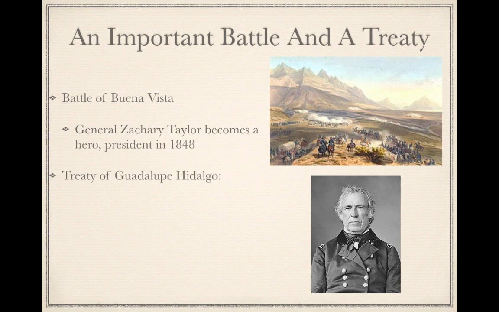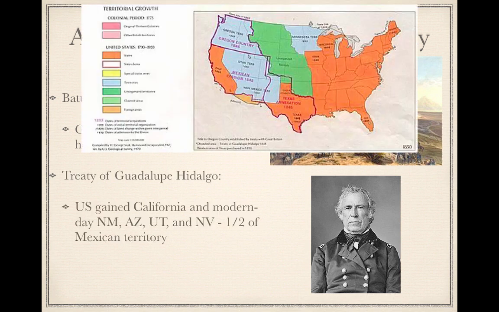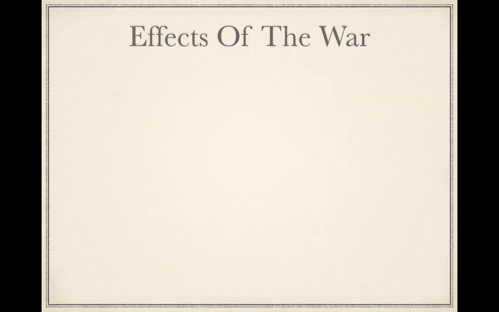The Treaty of Guadalupe Hidalgo ends the Mexican-American War, and the U.S. gained California and modern-day New Mexico, Arizona, Utah, and Nevada, which makes up half of the Mexican territory. So all this area up here is what the U.S. is going to gain as a result of the Mexican cession. Not this area, not this little bit of land. We'll talk about that in a few minutes. The U.S. is going to pay Mexico $15 million for that land.